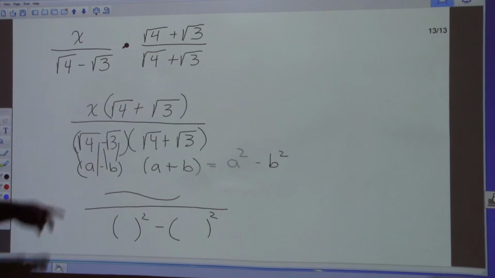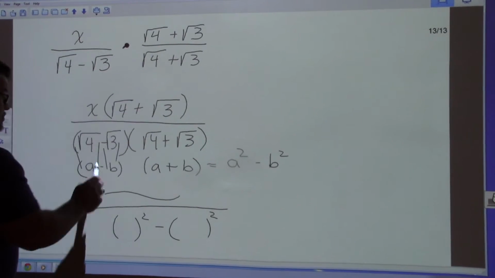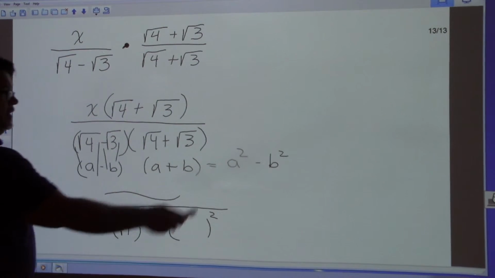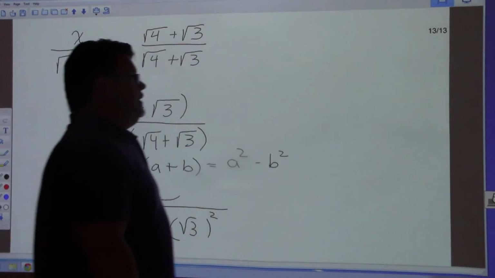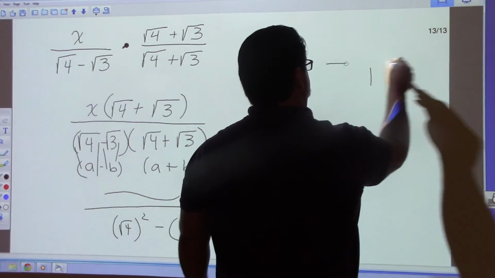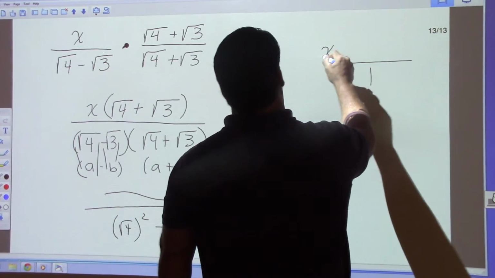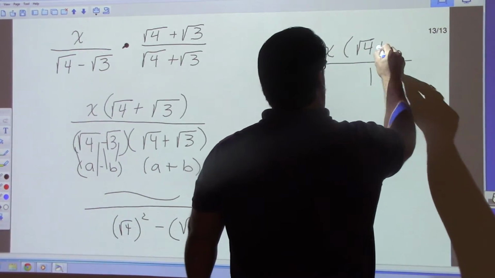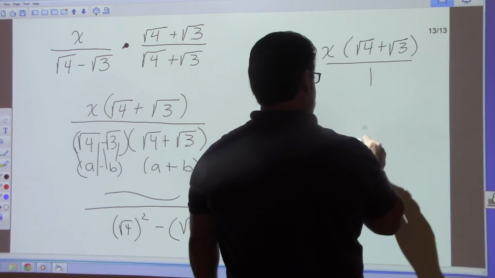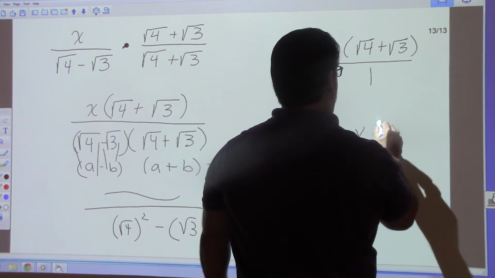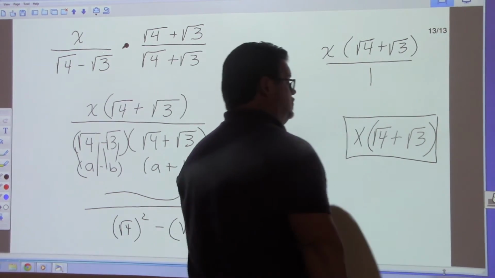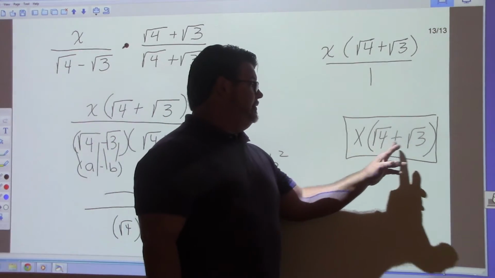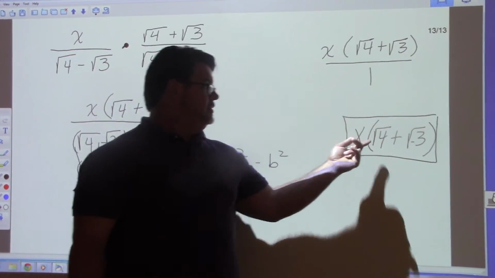I'm not worried about the numerator. There's the numerator. It's not going to change, so I'm just going to write a squiggly line. A is what? Square root of 4. B is square root of 3. So what do we get in the denominator? 1x square root of 4 plus square root of 3. Your answer is x times the square root of 4 plus the square root of 3. And if you did want to write this in terms of a decimal, you could, but that's pretty much the answer.